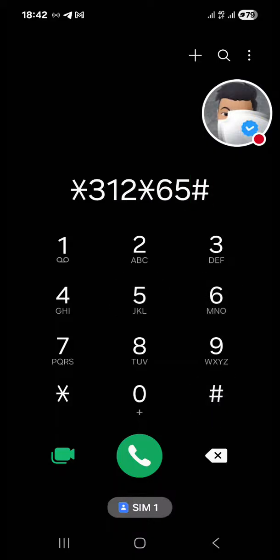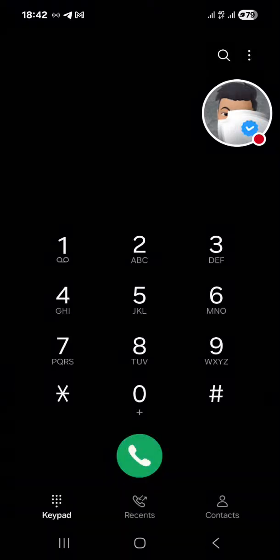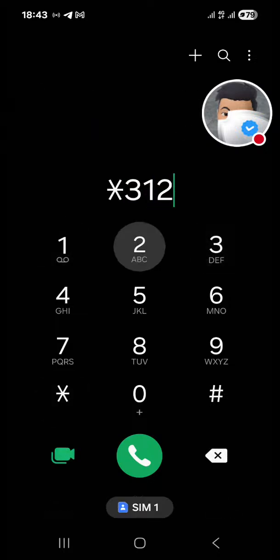65. I'm gonna buy another 1 gig right now. I come back, 1 gig data plan at 200 was successful. So thank goodness the live stream didn't disconnect this time around. Now I'm going to go ahead and check my balance.